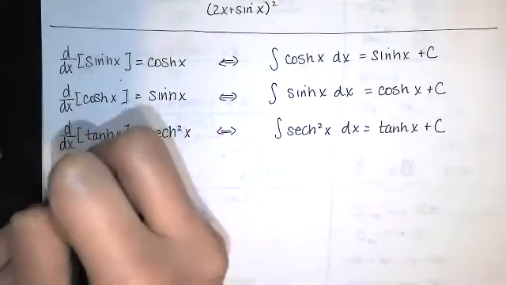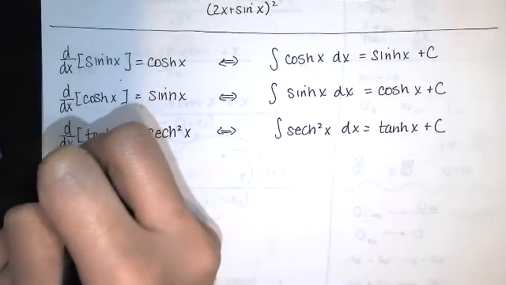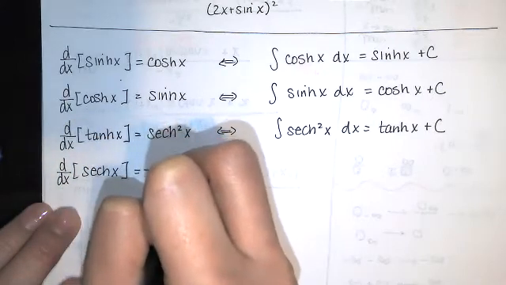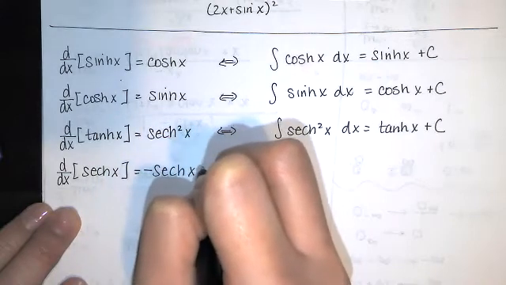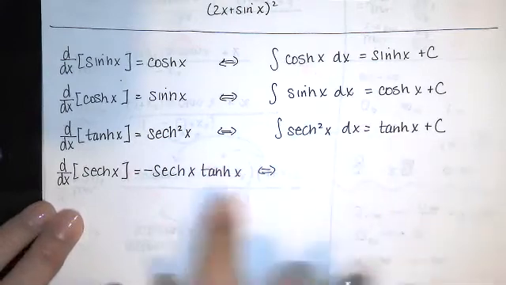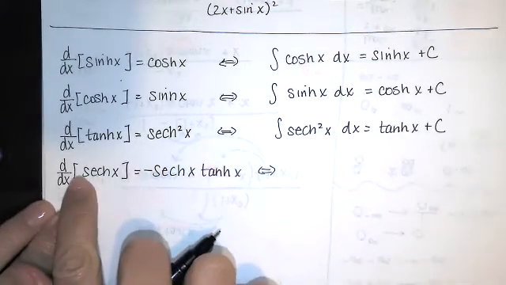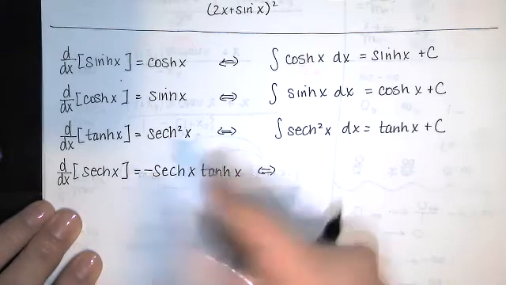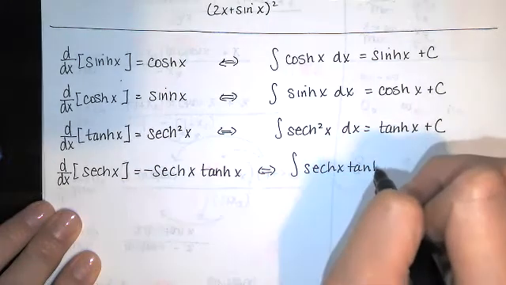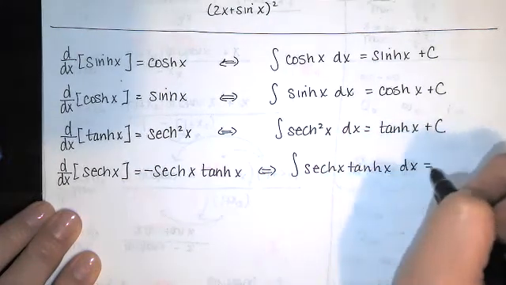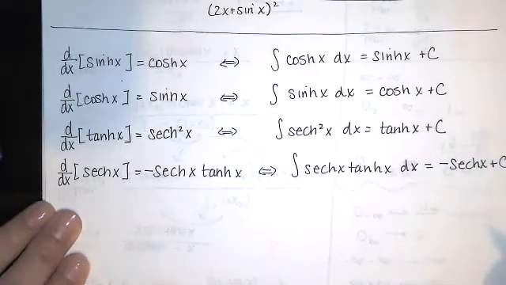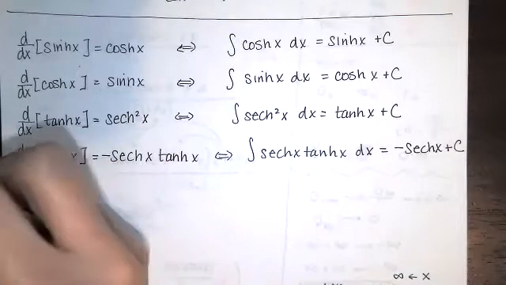The derivative of hyperbolic secant of x is negative hyperbolic secant of x times hyperbolic tangent of x. Now, when we state our rule, we usually multiply both sides of this by -1. So we take the antiderivative of this, and that's negative hyperbolic secant of x plus c. Okay.